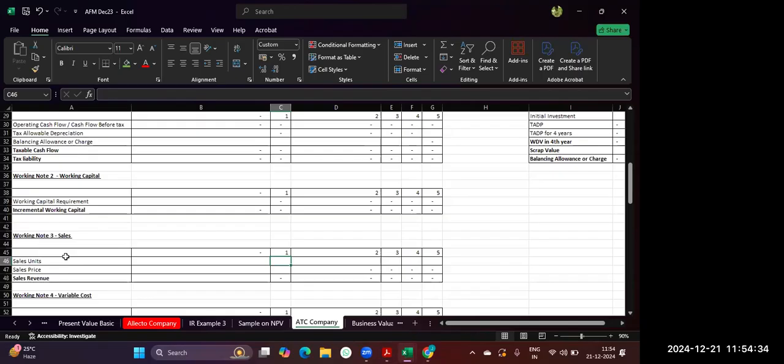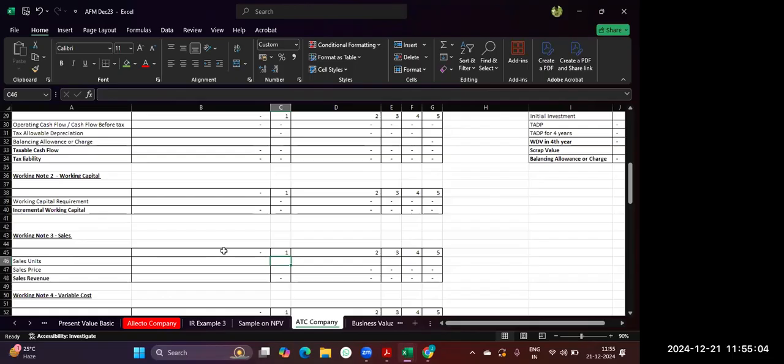What is the question asking us to do on sales? Sales price increased by 8% per year. So based on that, we have to calculate our sales revenue for the 5 years.